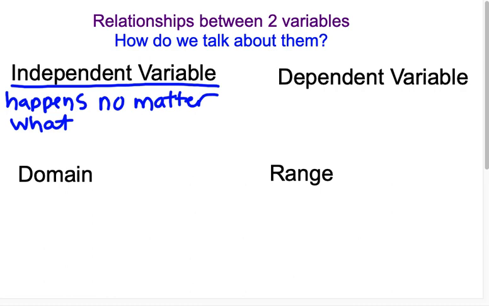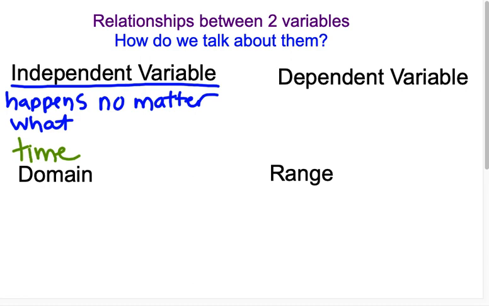A really common independent variable in story problems is time. Why would time be considered an independent variable? Because time passes on regardless. The seconds march on, the days march on, the years march on, no matter what we do. It still happens. Time goes no matter what. It doesn't depend on anything.